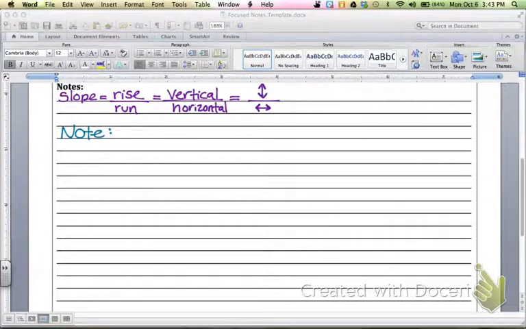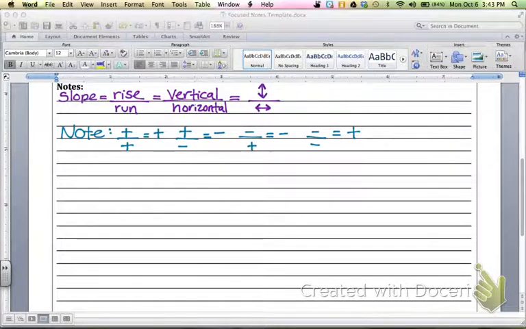So here we go. If you have a positive divided by a positive, so if the rise and the run are both positive, your answer is going to be positive. If you have a positive divided by a negative, you're going to have a negative answer. If you have a negative divided by a positive, you're going to have a negative answer. And if you have a negative divided by a negative, you will also have a positive answer. So these are just little rules we need to remember.